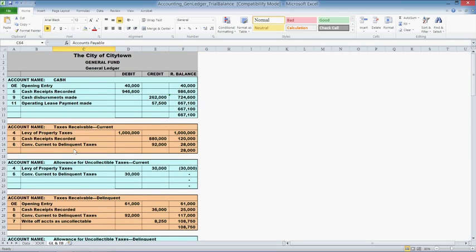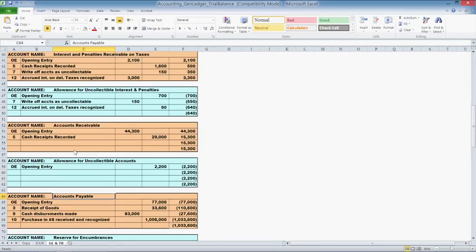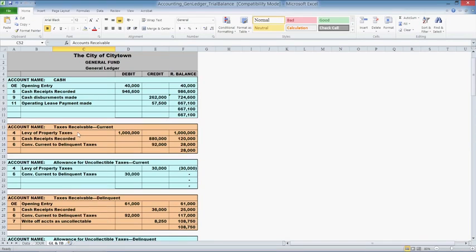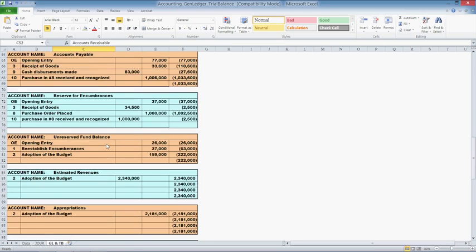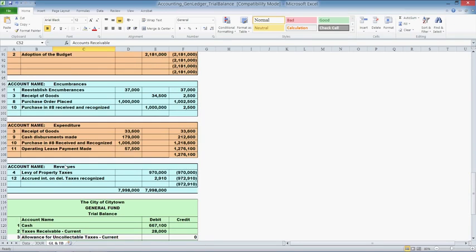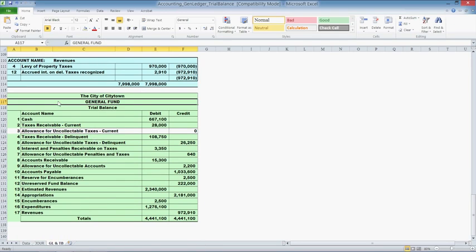Notice cash is very liquid. I mean, cash, you have it right now. Accounts payable and accounts receivable. Accounts receivable is basically money that's owed to you. You don't have that money. It's a promise of money on a future date. So it's not as liquid as cash or as fees that you're going to get from delinquent taxpayers. Appropriations, encumbrances, expenditures, and then here we have our trial balance for the city of Citytown for 2013.